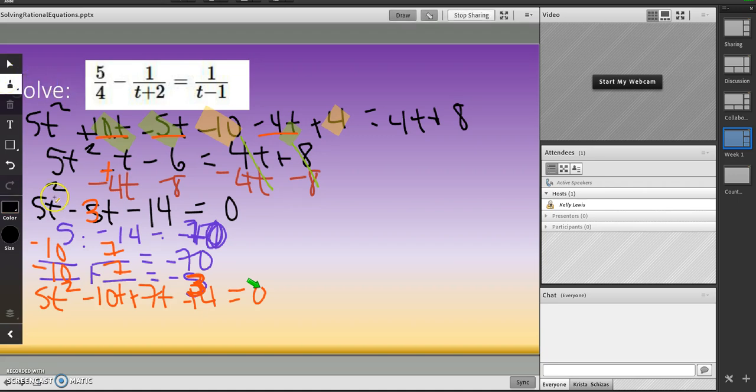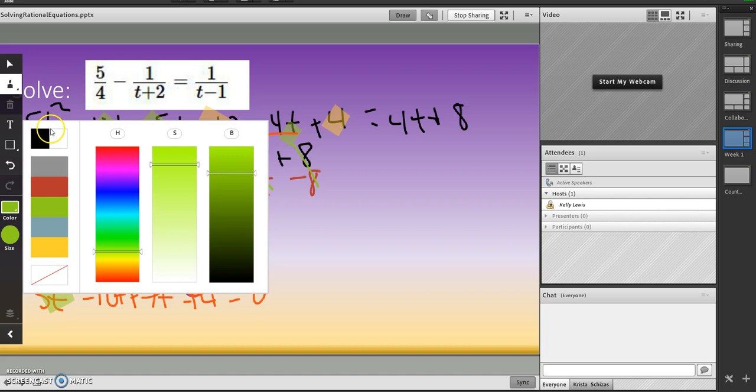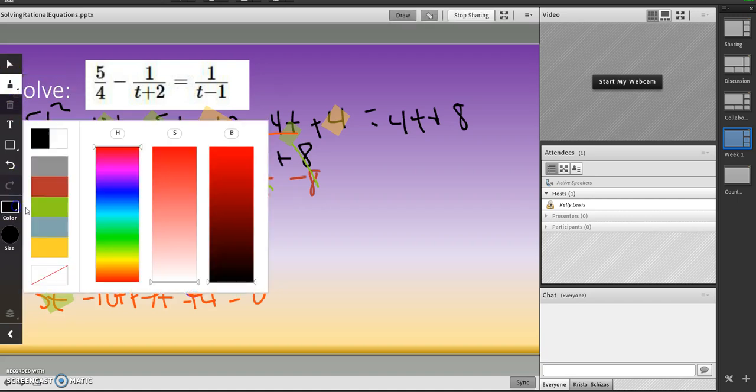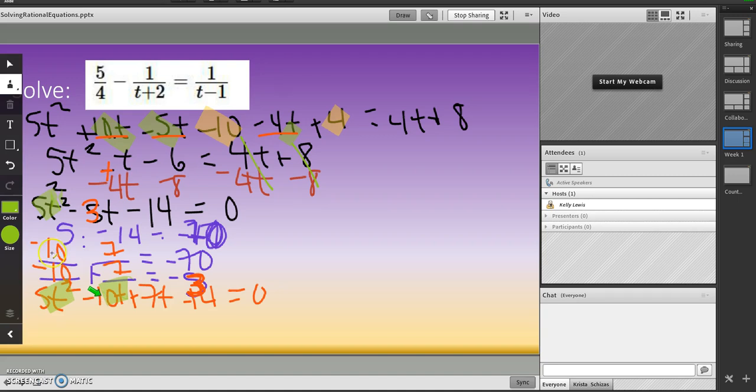Notice we have 5t squared from here. That should have a squared on it. Then we have the negative 10t from here, 7t from here, negative 14 from here. So that's why I get all those numbers.